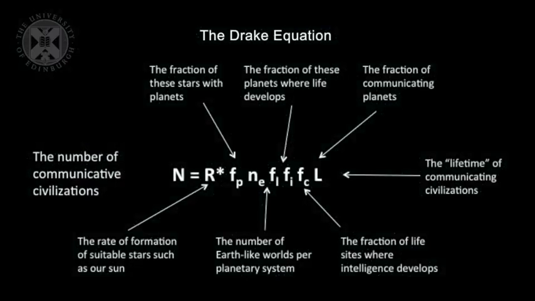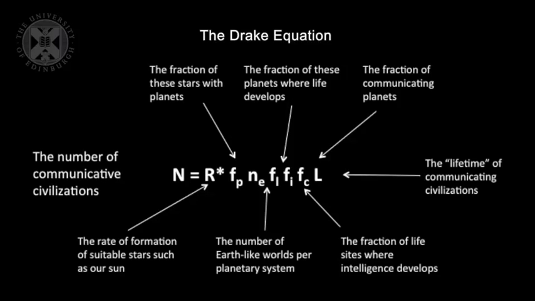What are the terms of this equation? So this is the Drake equation, and it's made up of a number of factors. And we have to estimate values for those factors to be able to put them together to estimate the total number of communicative civilizations in our galaxy or perhaps in the universe.